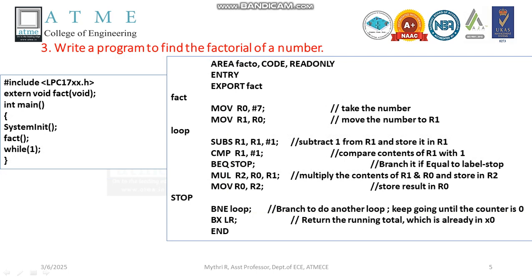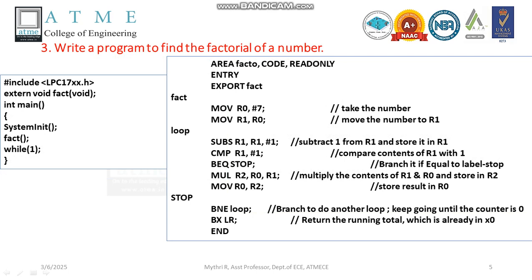I'll explain this completely in the software. Since R1 is not equal to 1 now, R1 will be 6 and R0 will be 7. So 7 into 6 will be multiplied, and the result will be stored in R2. Finally, I will move R2 to R0.